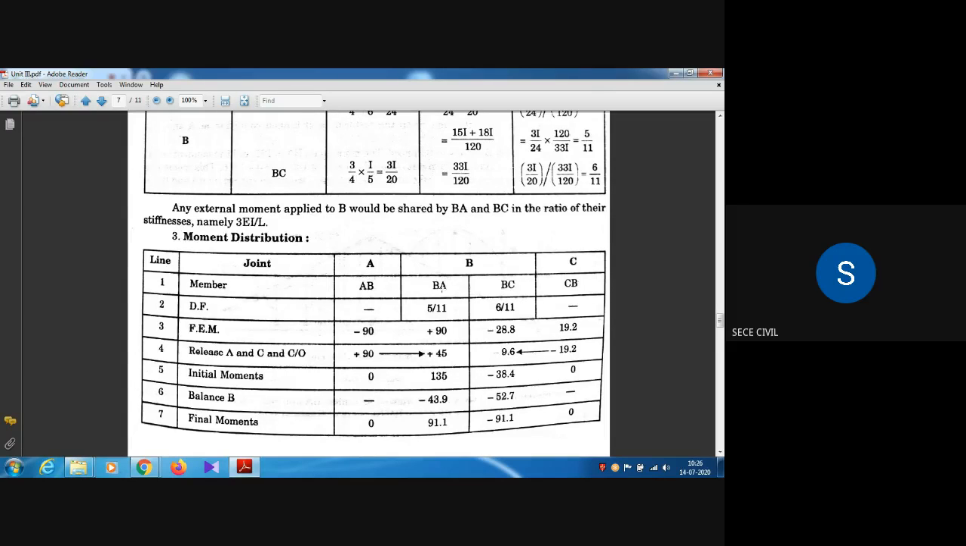Joint B, that is, members BA and BC moment values at that joint. Since joint B has two members, we will have two moments: 135 and minus 38.4.